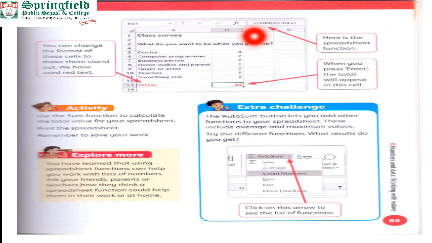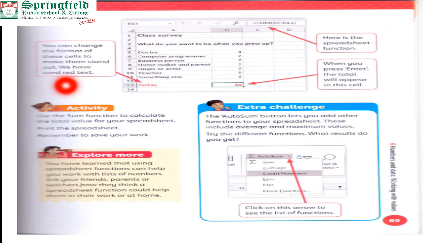Now if we want to change the numbers, if we want to select the range, we can easily select it with the help of the cursor. Here is the spreadsheet function name. If we press enter, the total number will appear here.